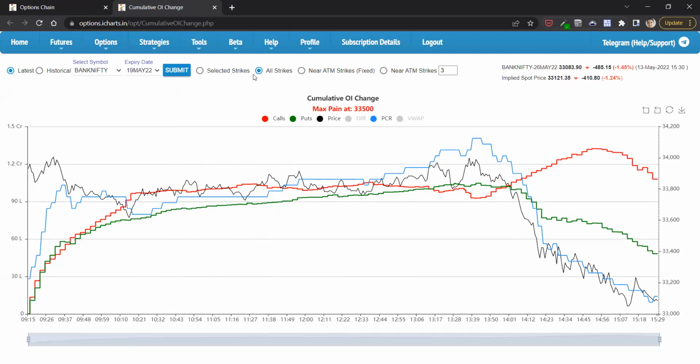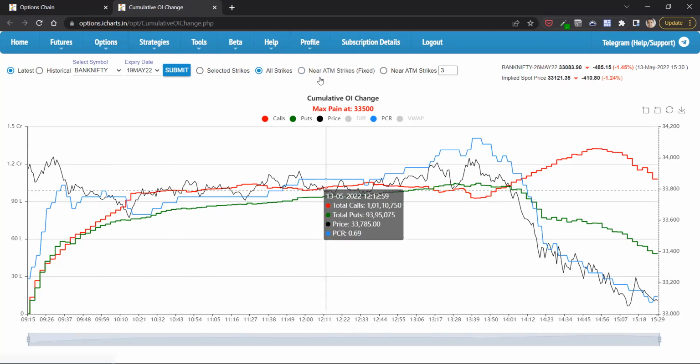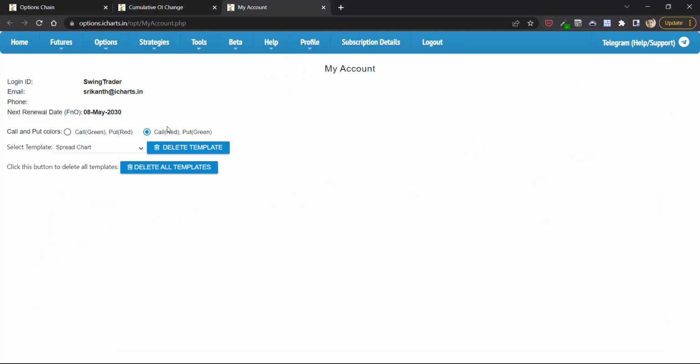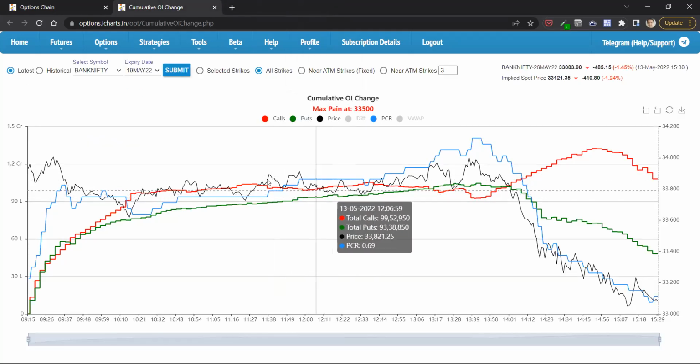Here I've selected all strikes. When you select all strikes, the all call OI change is this red line that you see. I have changed the line colors. You can do that from here: go to my account and change the colors. By default it is this, but if you change call to red and put to green, this is what you get here.